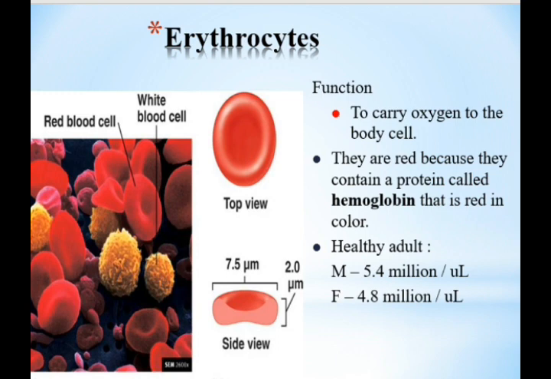So the function is to carry oxygen to the blood cells. They are red because of the hemoglobin, a protein that is red in color. In a healthy adult, you have 5.4 million per microliter. For females, it's a little bit lower, 4.8 million per microliter.